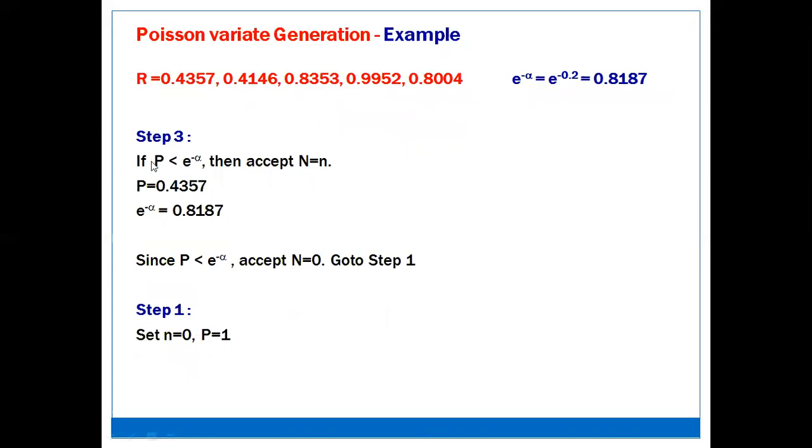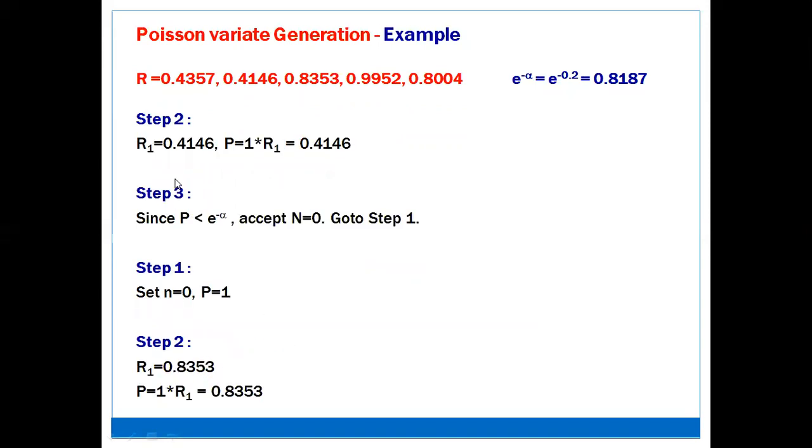Next, if p is less than e power minus alpha, then accept n as small n. So what is p? We have just now calculated 0.4357 and e power minus alpha is 0.8187. So since 0.4357 is less than 0.8187, accept n as 0. That means 0, and then again you have to go to step 1. So small n will be 0, p will be 1.